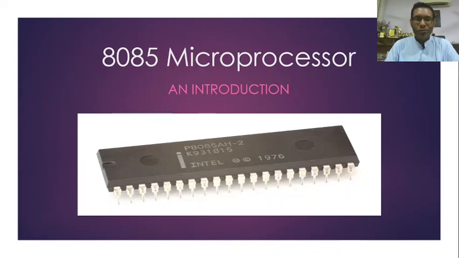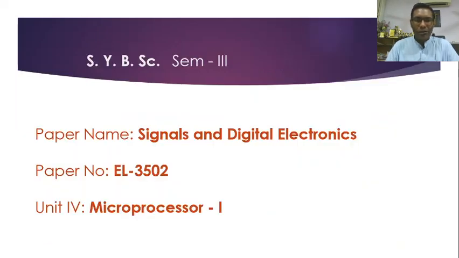Welcome to this course on 8085 microprocessor. You will be studying this course in Unit 4 of the paper Signals and Digital Electronics. The paper number is EL3502 and the title of this unit is Microprocessor Part 1. You will be studying about Microprocessor Part 2 in SEM 4.